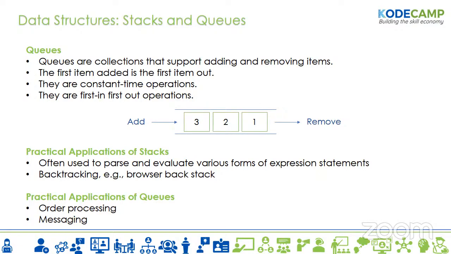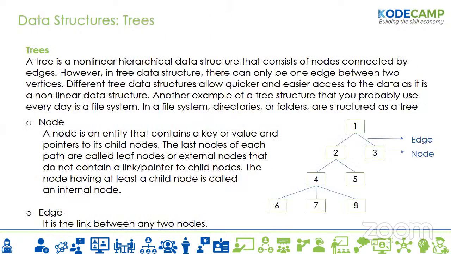So the next we want to look at is called trees. All we've been looking at thus far are linear data structures, and we want to look into a different type of data structure, which is trees. A tree is a non-linear hierarchical data structure that consists of nodes connected by edges.